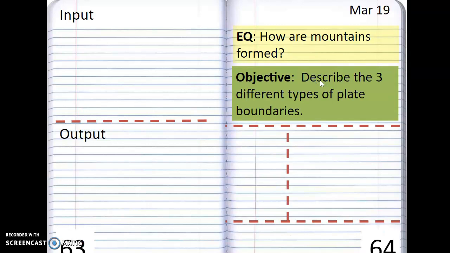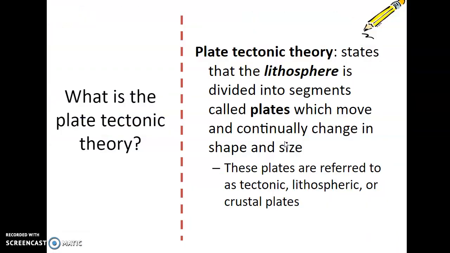So we finished that quick part. And so now let's move on to being able to describe the three different types of plate boundaries. So what is the plate tectonic theory? The plate tectonic theory states that the lithosphere is divided into segments called plates, which move and continually change in shape and size. So these are referred to as tectonic or lithospheric crustal plates.